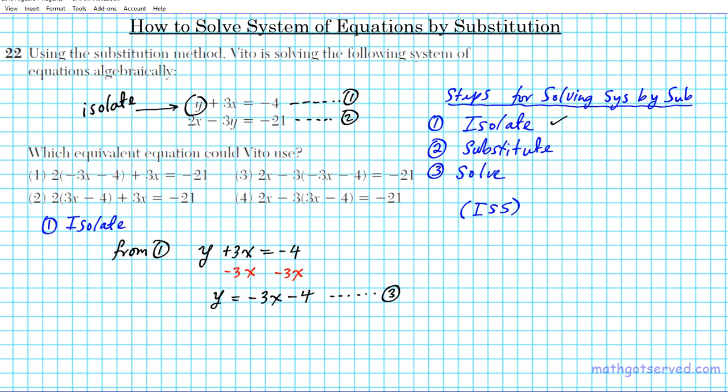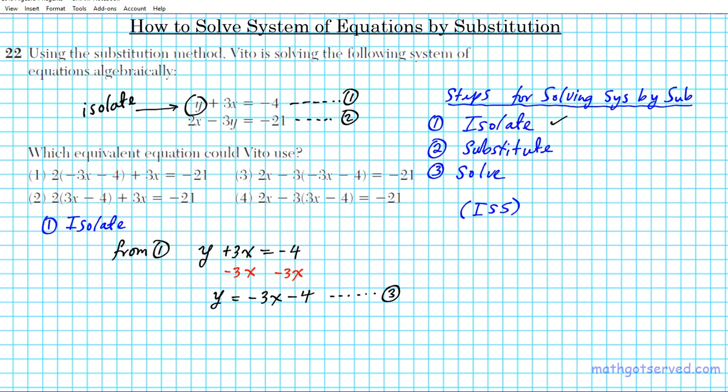Now step 2 is to substitute. We need to remember where 3 came from. 3 came from 1, so we're going to substitute 3 into 2. We can't substitute it back into where it came from. You have a circular definition. You're not going to get anywhere with that. So what are we about to do?